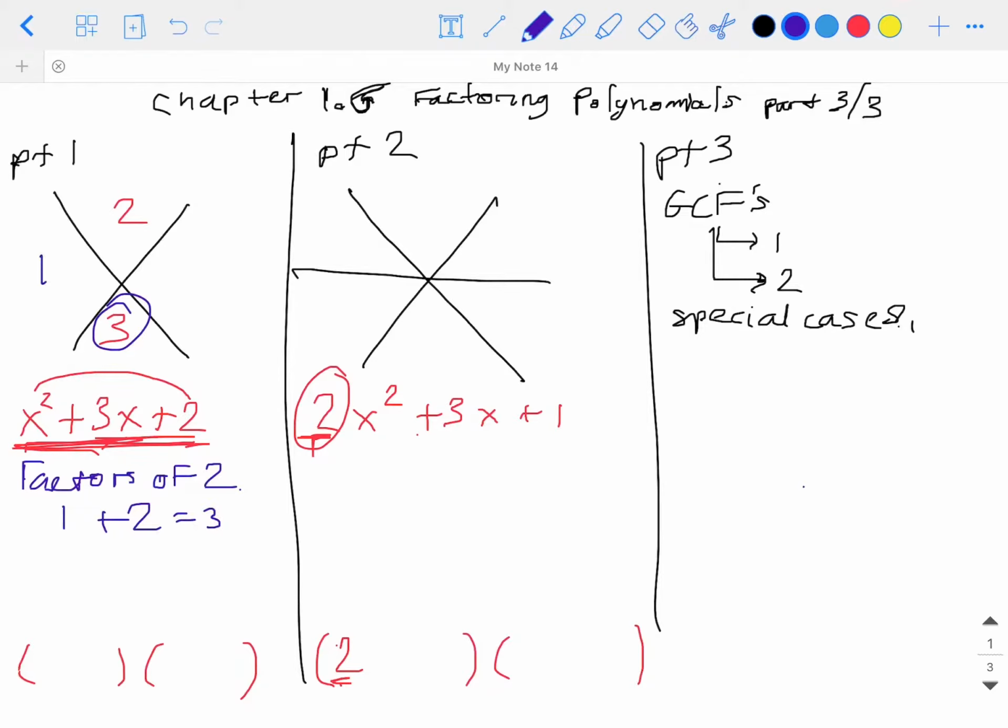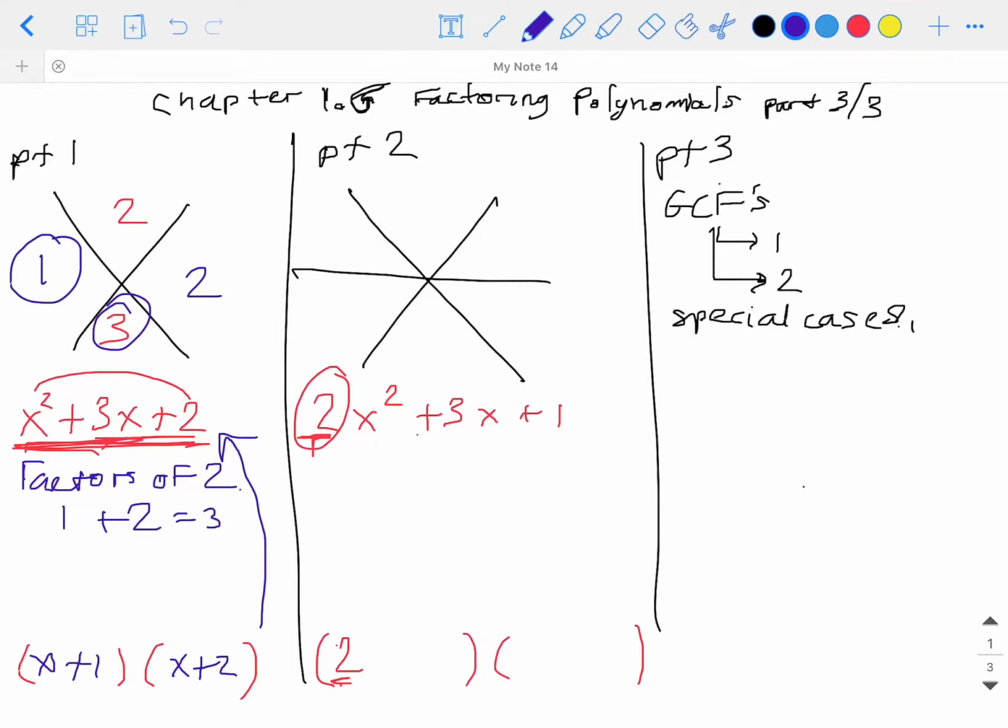So we're going to put 1 and 2 on the sides, and therefore the parentheses becomes x plus 1 and x plus 2. So when you FOIL this out, you should see that the numbers actually do multiply to give you the polynomial.